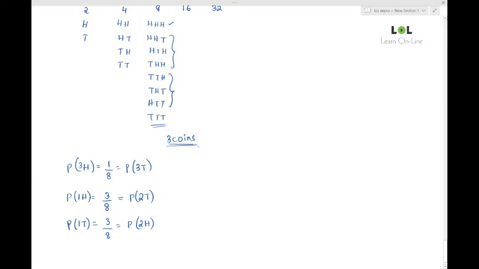Either in the first coin. When I say probability of 1 head, that 1 head we can get in the first coin, or in the second coin, or in the third coin. How many cases? Exactly 3 cases. So 3 favorable cases. Even when I say probability of 1 tail, where can I get that 1 tail? In the first coin, or in the second coin, or in the third coin. So 3 cases once again.